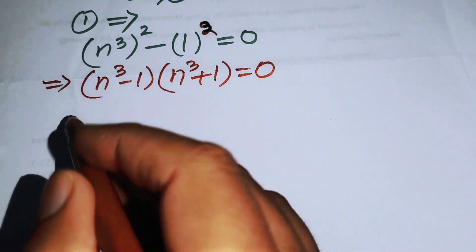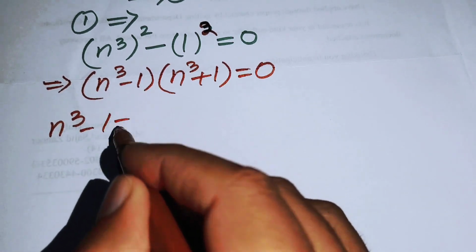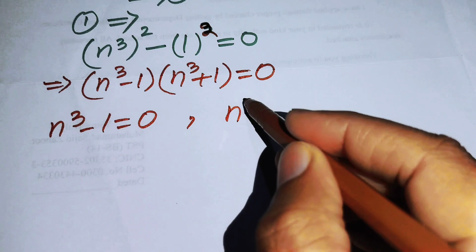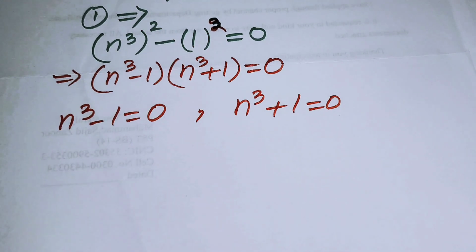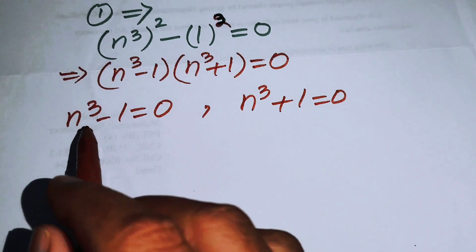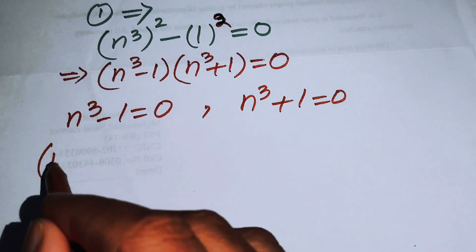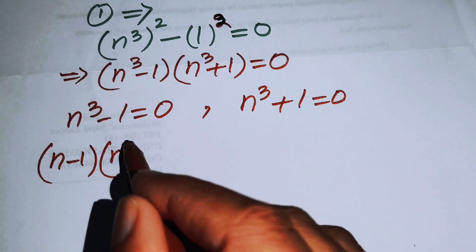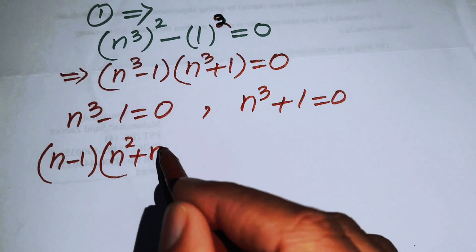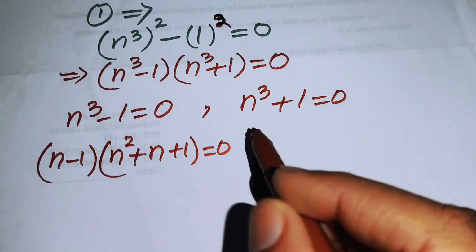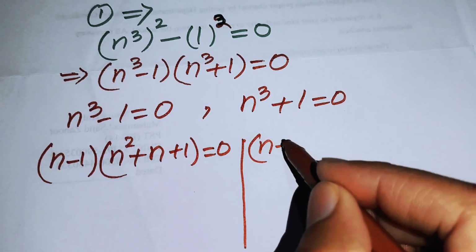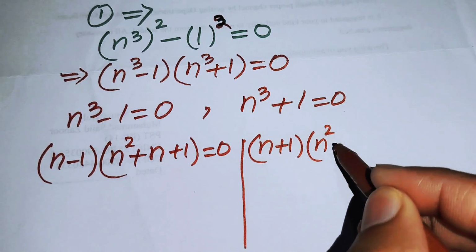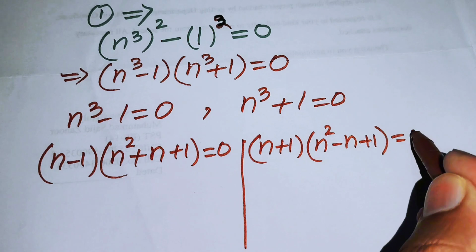So here again we have two cases. The first is we write n cubed minus 1 equals 0, and the other case is we write n cubed plus 1 equals 0. In both of these cases we will use the nice cubic formula. So you know about the cubic formula: the formula of this term equals n minus 1 times n squared plus n plus 1 equals 0. And similarly we will use the cubic formula here, and you get n plus 1 into n squared minus n plus 1 equals 0.